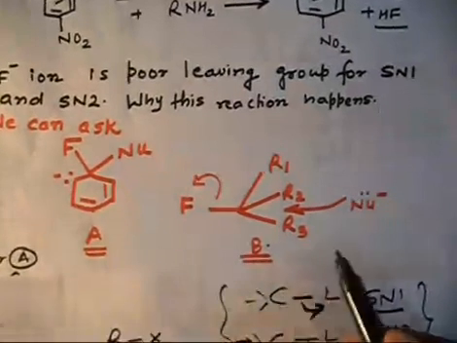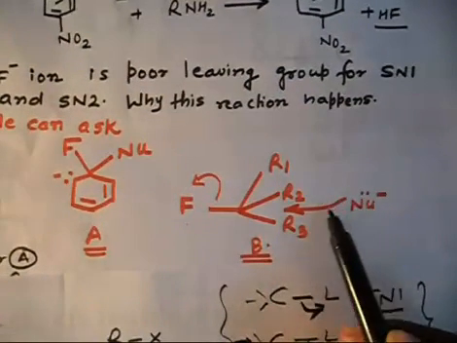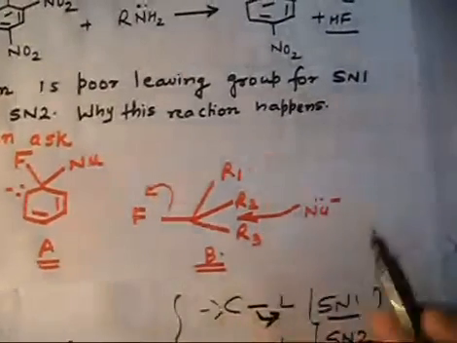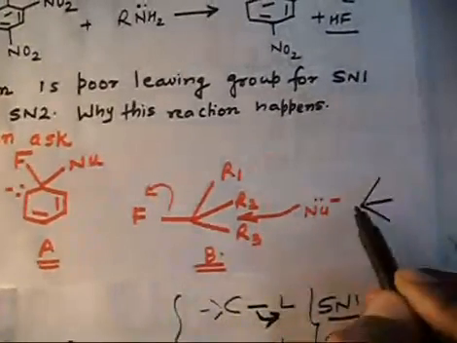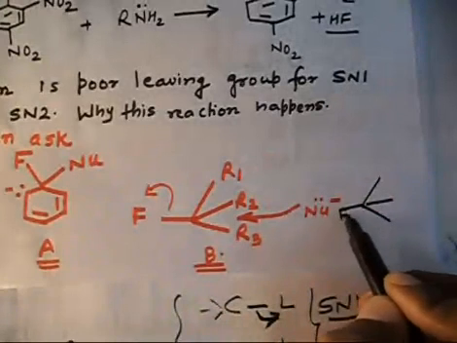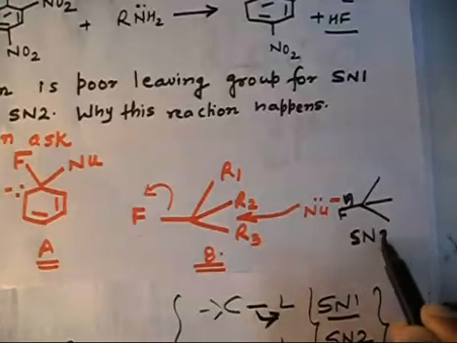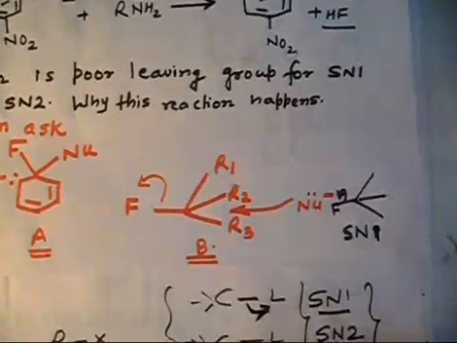Now if you have either SN1 or SN2, you will have something like this. If SN2, the nucleophile attacks, this goes. So this is the case of SN2. If we have SN1, in that case you will have fluorine here, so this bond will break. So this is a case of SN1. Are you getting? So this is a case of SN1.